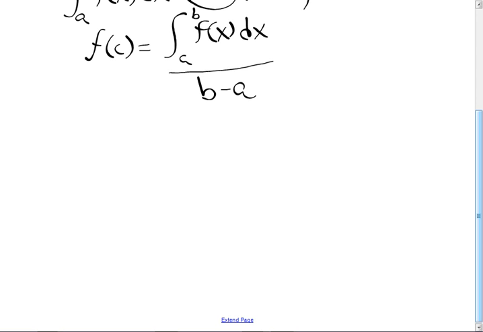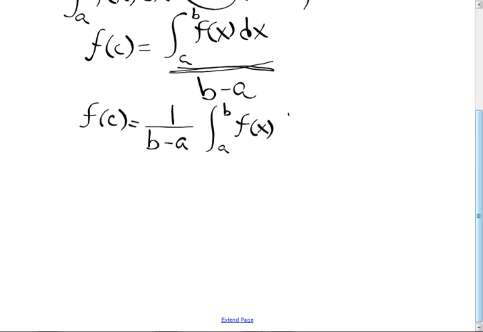Also written, it's the same thing, also written like this. Some of you think it's different, but it isn't different. That's exactly the same thing. It's just written a little neater, that's all. Another name for this is the average value of the function.